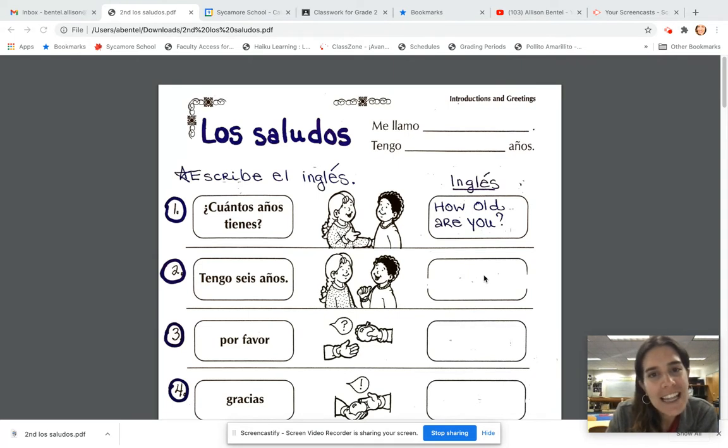I'm Señora Bentel, your second graders' Spanish teacher, and I wanted to record my screen so you can see what I have attached on Google Classroom for your second grader's Spanish work this week. The only page I would like to see back is the third page out of these 5 pages I've attached under assignments. I would like to see it hopefully by the end of the week, since this is the work for the entire week your second grader needs to do for Spanish class.